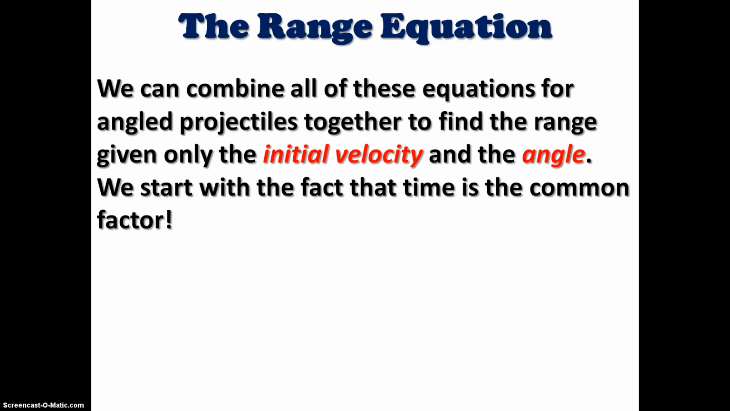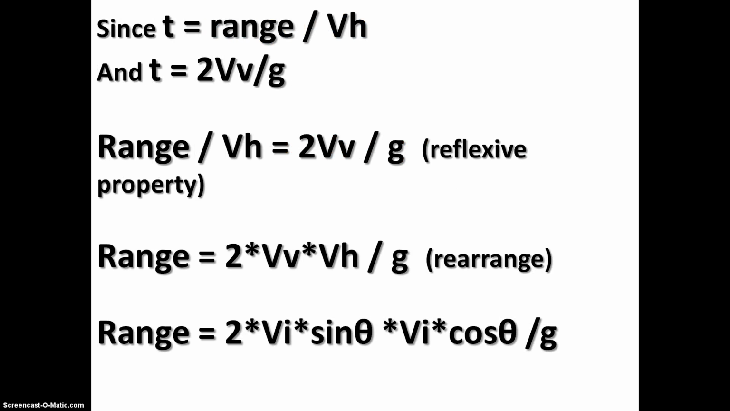Those are an awful lot of equations to remember. So the range equation is one equation that combines all of these equations together to find the range given only the initial velocity and the angle. And so it's kind of a shortcut. Instead of having to work through all these things, you just start with the initial velocity and the angle.